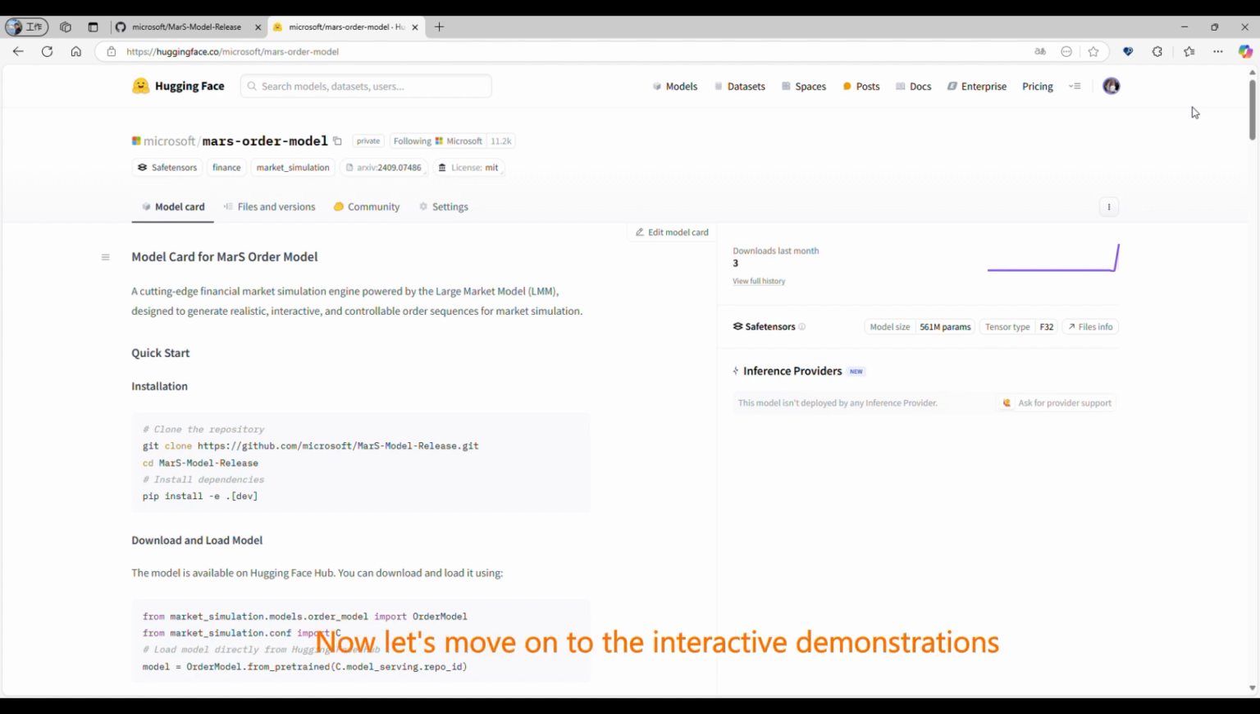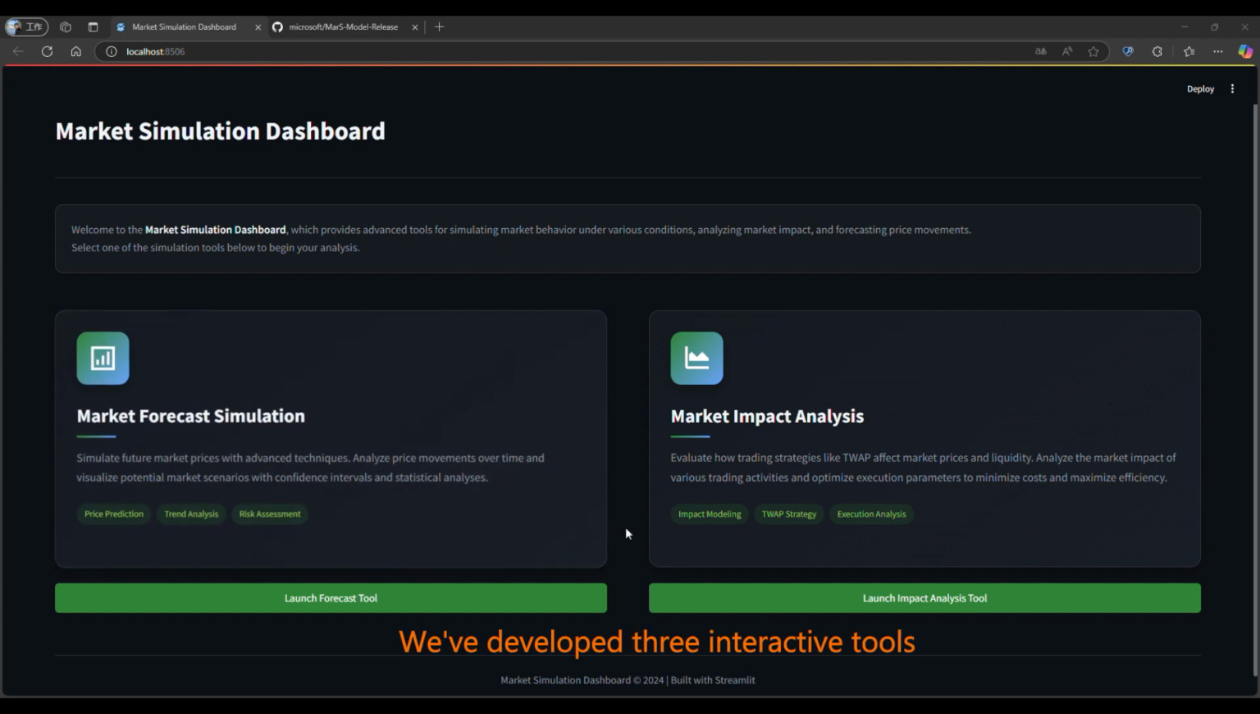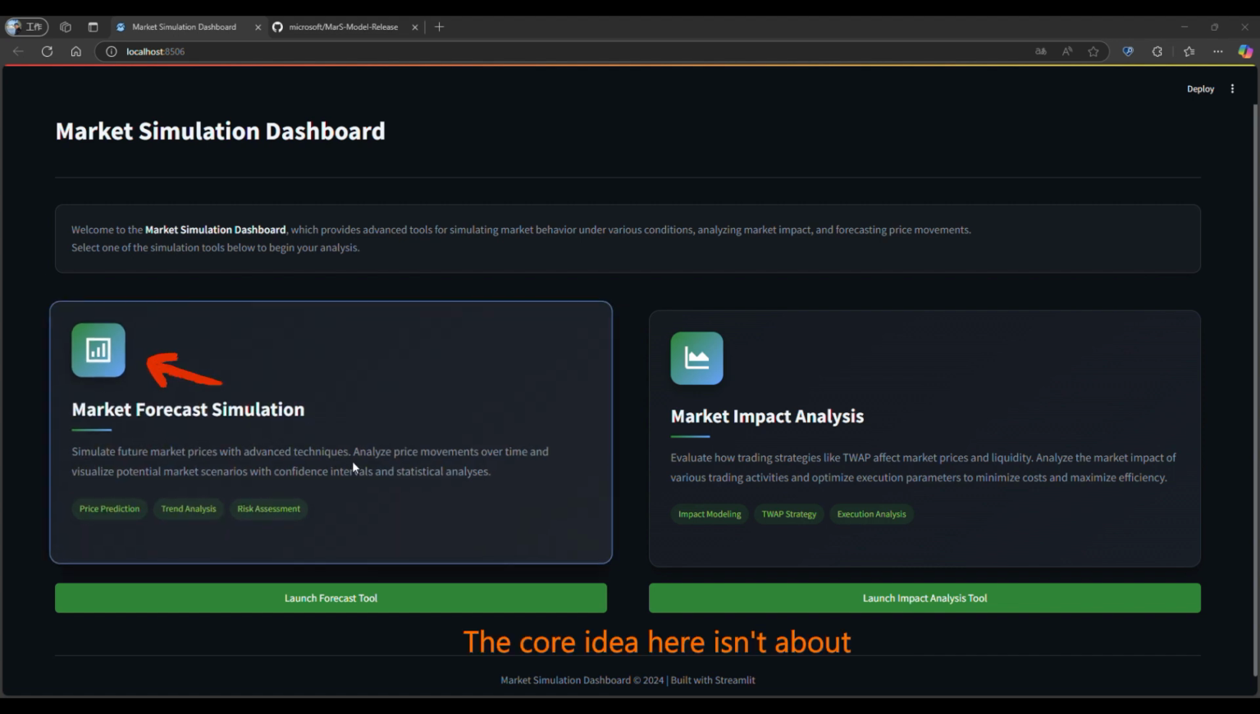Now, let's move on to the interactive demonstrations. We've developed 3 interactive tools that showcase what MarS can do. We begin with the Market Forecast tool. The core idea here isn't about predicting a single future price point, but rather using our large market model to simulate a distribution of plausible future market paths.